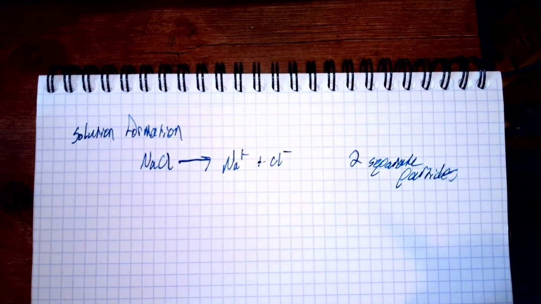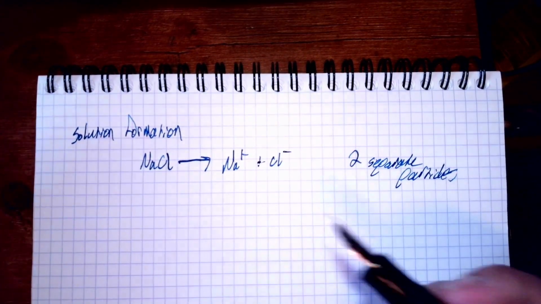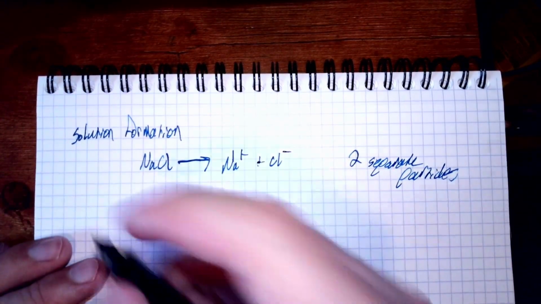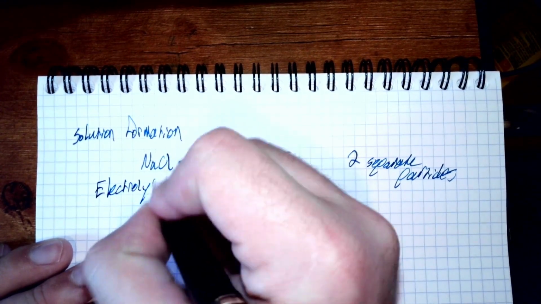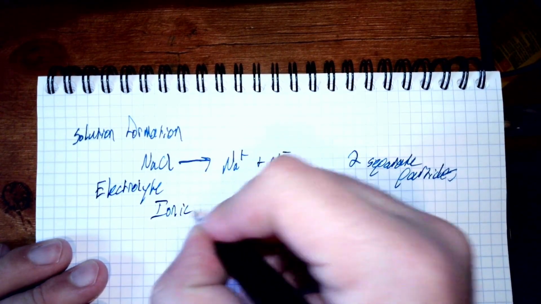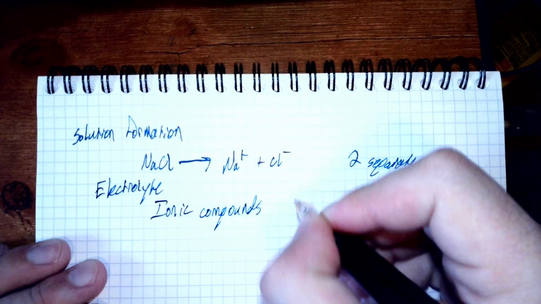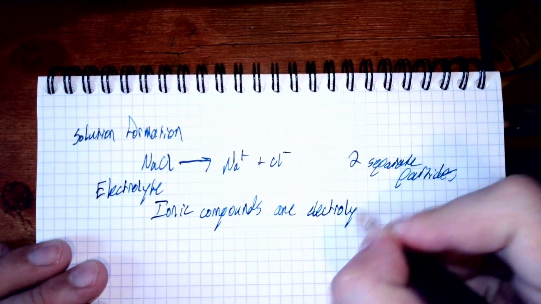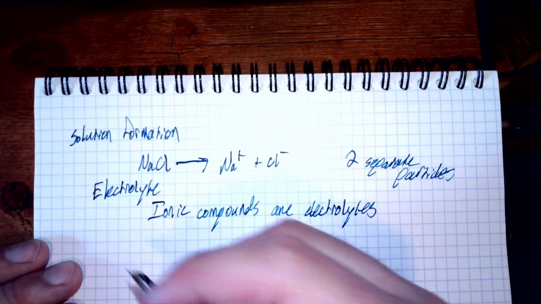What does that mean for us? That means that if we were to try and use this solution to conduct electricity, this solution would be conductive. For that reason, we call this an electrolyte. Ionic compounds are electrolytes.